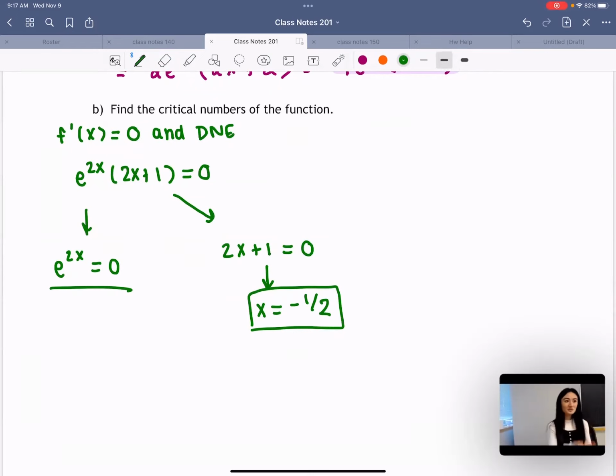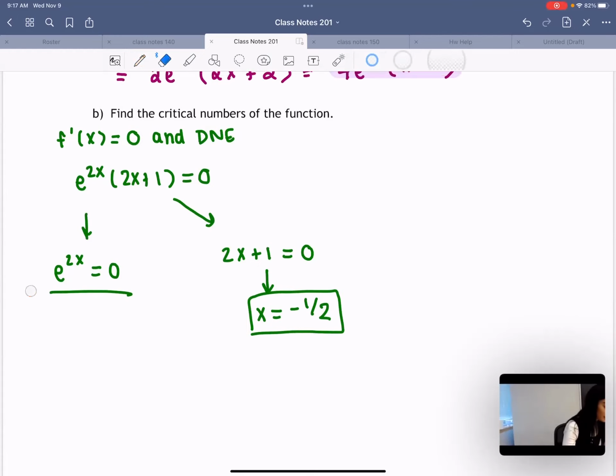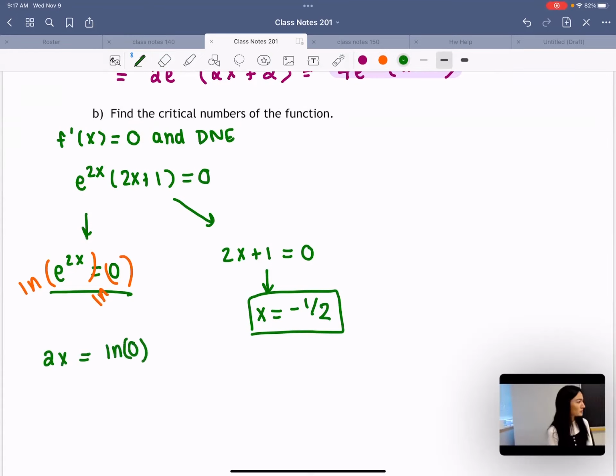Yeah, right. In order to solve anything with e, normally what we do is we'll take the natural log, which cancels out e. So it's ln of both sides. Whenever you see an e and you want to cancel it out, take the natural log of both sides. On the left-hand side, we'll be left with 2x. On the right-hand side, we're left with the natural log of 0.